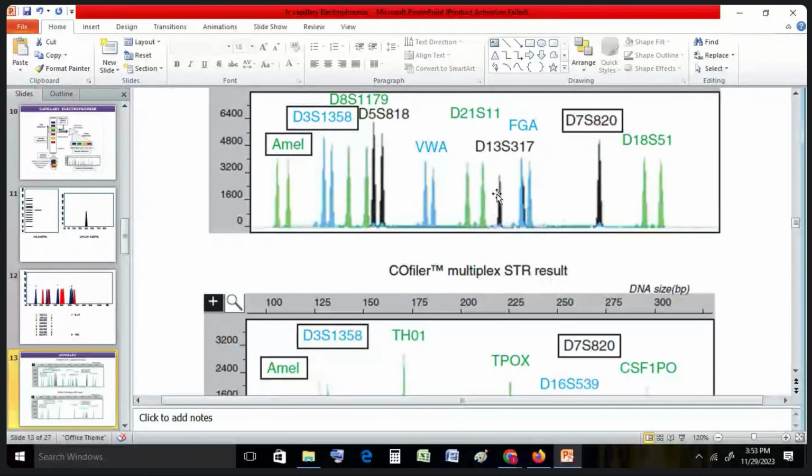D13S317, just a single peak. What does it mean? It is homozygous. Okay, similarly FGA produces two peaks, so it is heterozygous. Acha, there is a confusion here. You can see this one, D7S820, is obviously homozygous. D18S51 is also heterozygous.